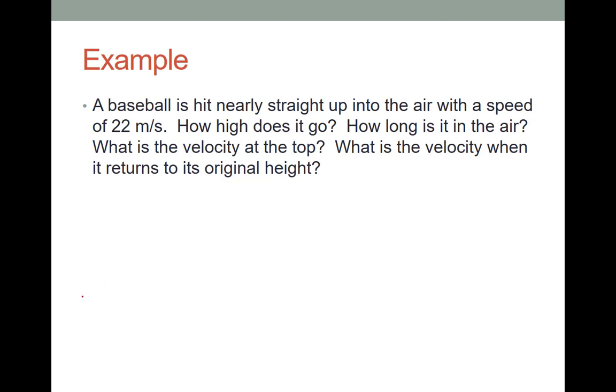Following the procedure outlined a couple of slides ago, draw a picture. So here I have my baseball being thrown upward, 22 meters per second. It's going to be under the influence of gravity, so my acceleration will be g. I'm free to put my 0 anywhere.